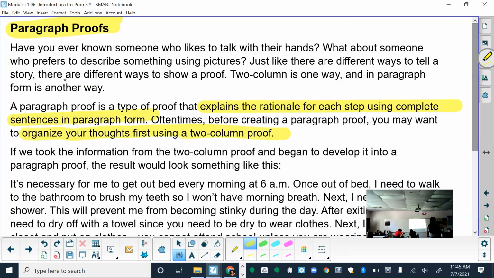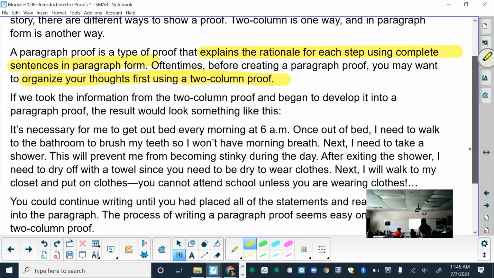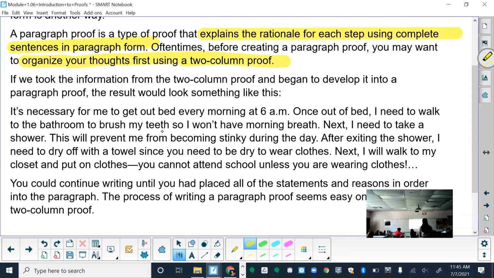So you would take the information from the 2-column proof and begin to develop it in a paragraph proof. If I use the getting ready in the morning example, here's what it would be, right? Complete sentences in paragraph form. And you would keep going until all of your statements have reasons for them. Questions about that?